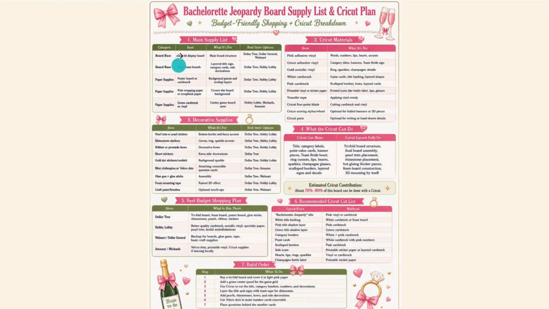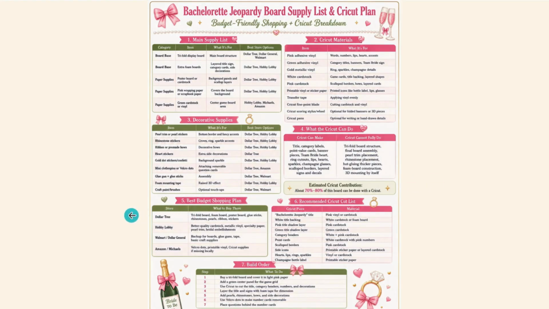So what I got from it was a main supply list. I also got a Cricut material list and a decorative supply list, okay, and what the Cricut will do to create the items. Basically, it told me exactly what items were going to be created by the Cricut and what other things you had to do outside of the Cricut. And it told me right here the estimated Cricut contribution was going to be 70 to 80%. So the majority of her creations was going to come from her using her Cricut machine.